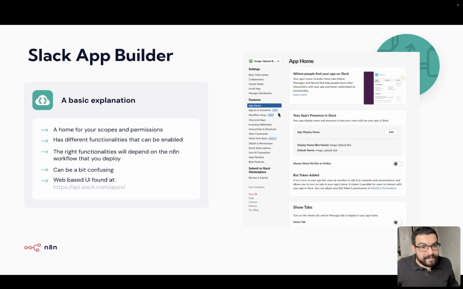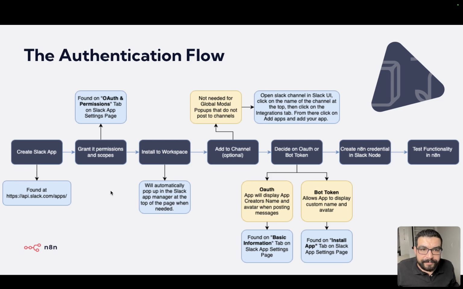Now, right off the bat, I know it can be a little bit confusing, and Slack doesn't make it easy on us. One of the things that I'd like to point out is the URL, api.slack.com/apps. This is where you're going to want to go to essentially create your own Slack app. Before we dive into it, we're going to actually go through the process of creating a Slack app and essentially installing it into our workspace. But before we do, let's take a quick look at the authentication flow of creating a Slack app.